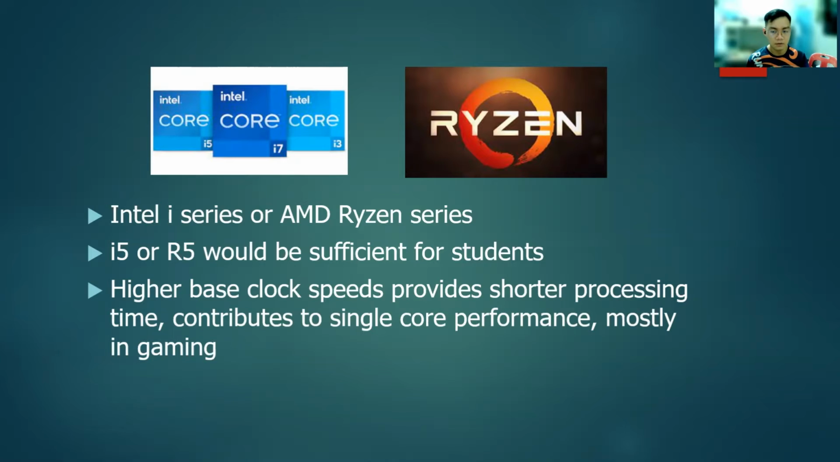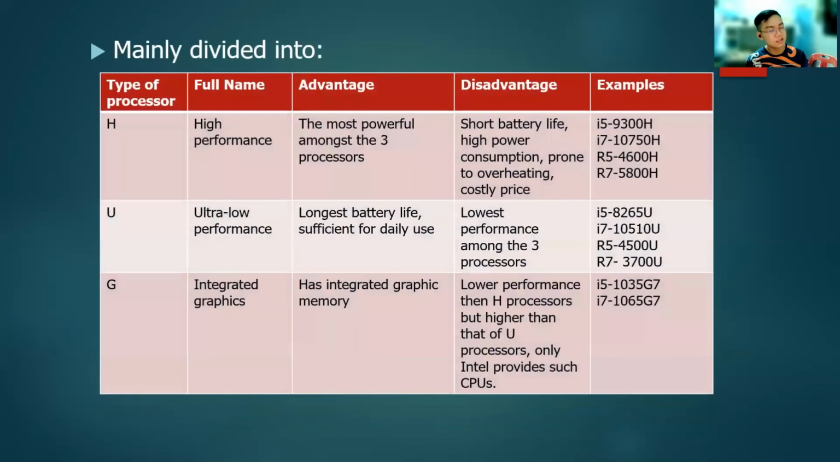And of course, when you look at the specs, apart from the core counts, you may see higher base clock speeds, which provide shorter processing time, and that contributes to single core performance, mostly in gaming. They are mainly divided into three categories which you can find on the market: H, U, and G. H processors stand for high performance CPUs, which are the most powerful among the three that we commonly find in laptops.